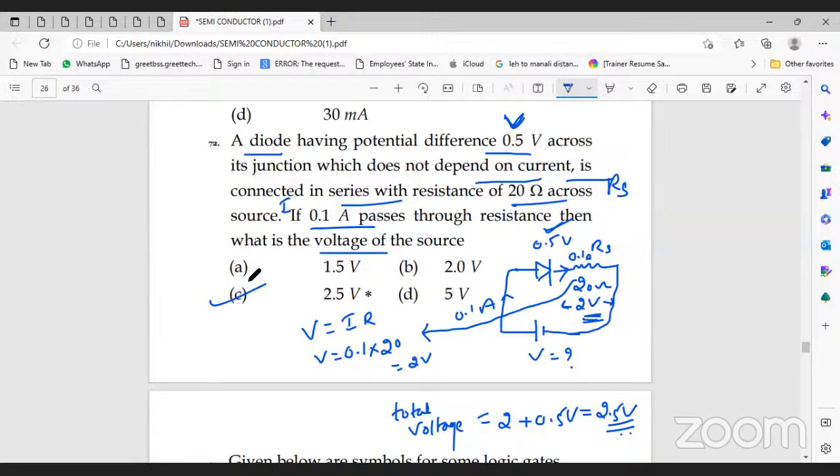So what is the total voltage drop in the circuit? Across the given resistance which is connected in series, that is the 20 ohm resistance, across that we are getting a voltage of 2 volt. Across the diode, we are getting 0.5 volt. So the total voltage across the circuit is 2 volt plus 0.5 volt. So it is 2.5 volt. So option C is the right answer. Got it?